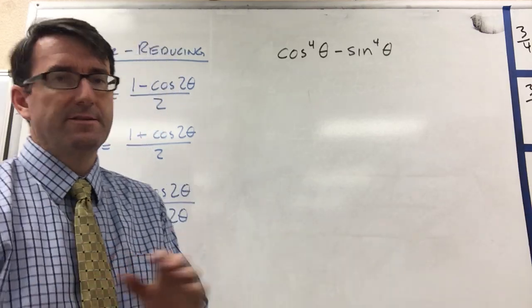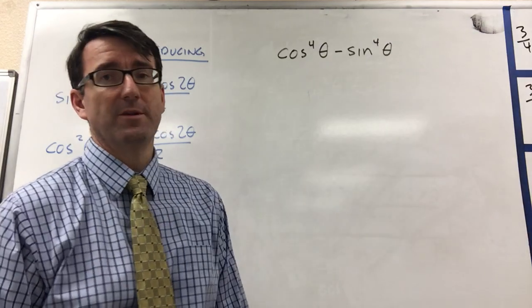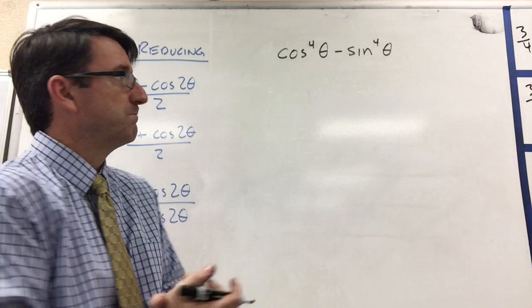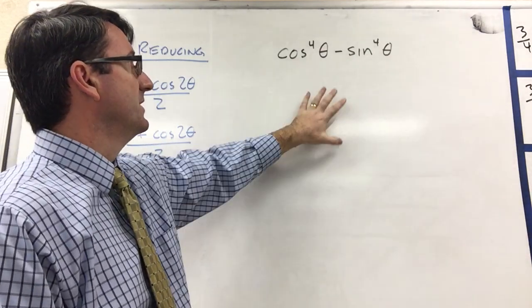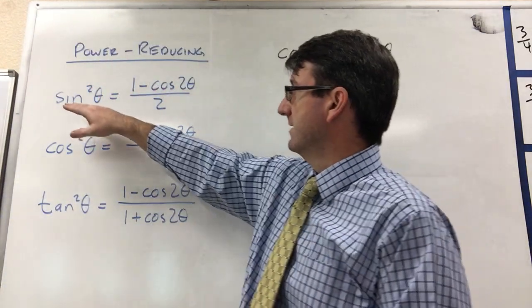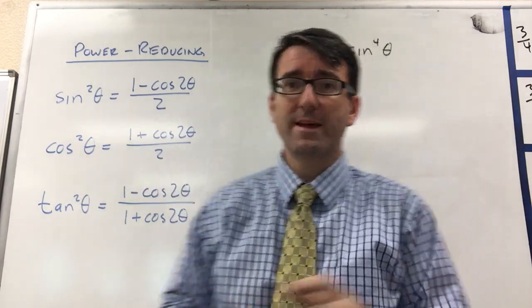Number 17, we're asked to rewrite this expression, cosine to the fourth theta minus sine to the fourth theta, in terms with no power greater than 1. So we're trying to get rid of all the exponents. So we're going to use our power reducing identities. We've got a sine squared and a cosine squared here. Now that's not what we have here.